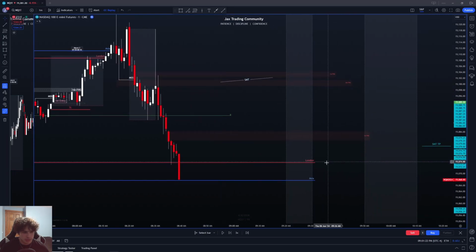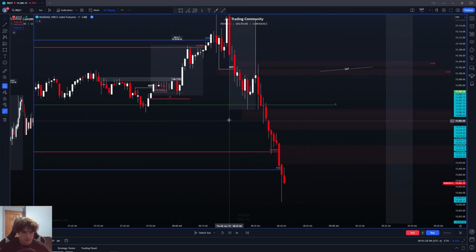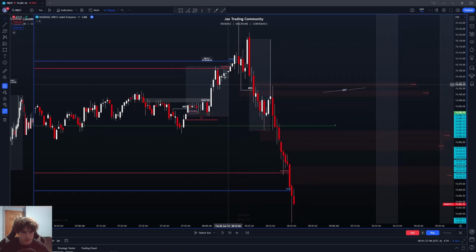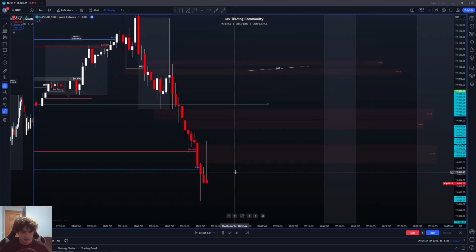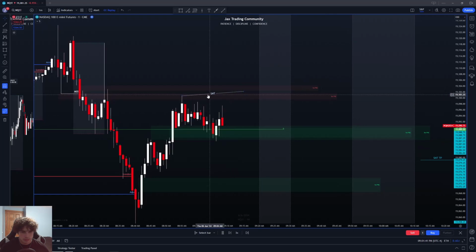So right here, we take out Asia, or we take out London low. We'll probably take out Asia low too. There we go. So you can see the clear draw of liquidities. We drew up to this London and Asia high, and then we came down and we went down to this London and Asia low. So now waiting for some more price action.